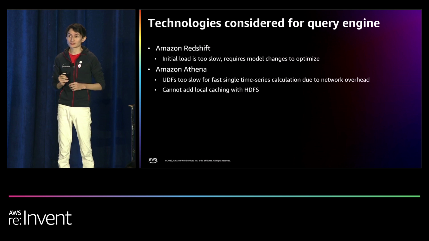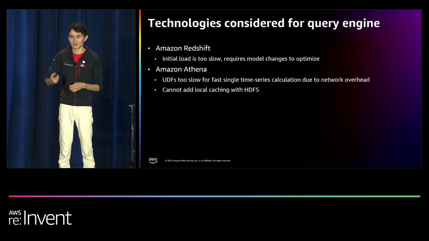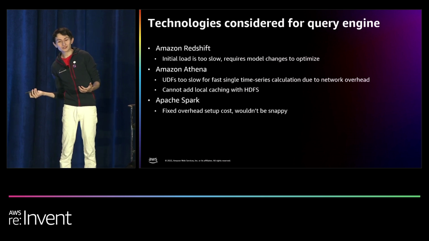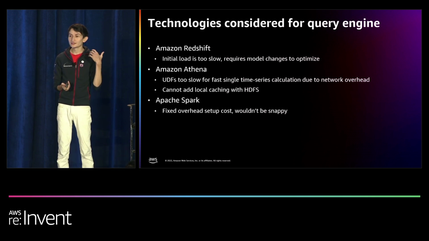And we looked at Amazon Athena. This one seemed really promising. But there was one critical piece that was slowing us down, which was the UDFs needed to move across the network to run on Lambdas, or the data needed for the UDFs, because the UDFs are in Lambdas. So we looked again. Apache Spark is another option. There's some overhead in setting up your Spark cluster. And so we were worried it wouldn't be snappy enough, and in order to get good isolation around our data, too.